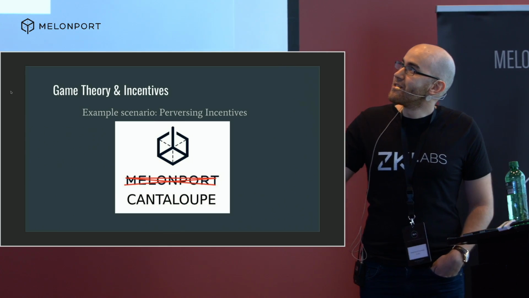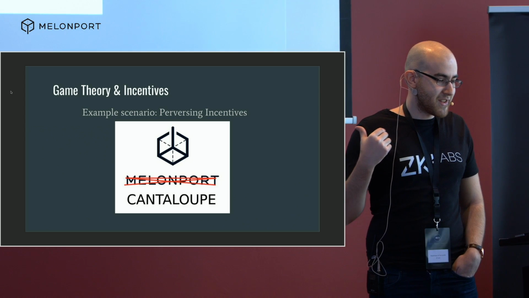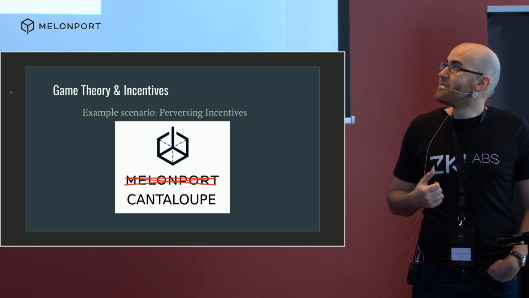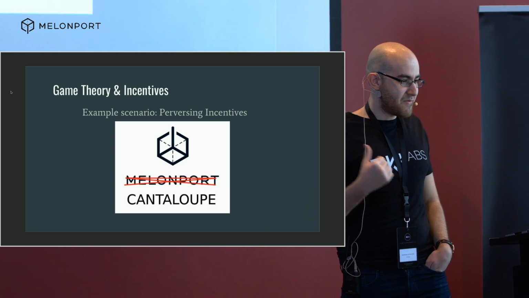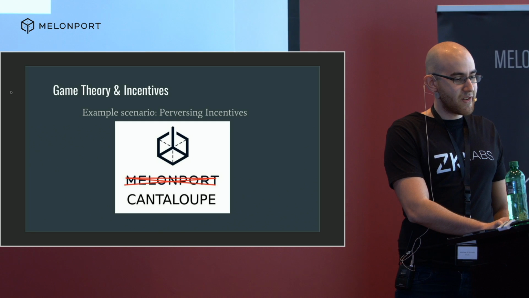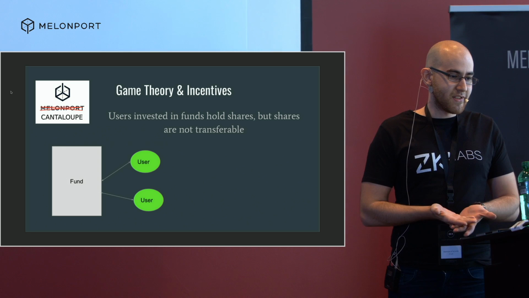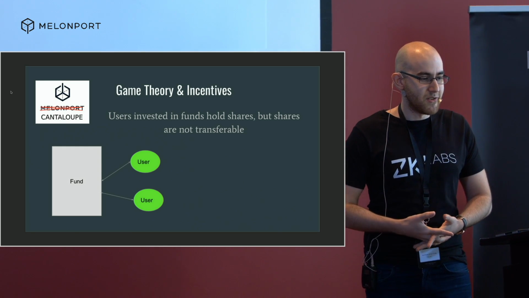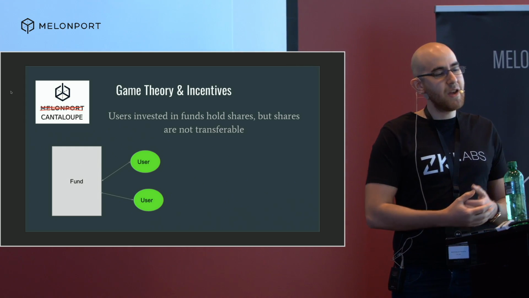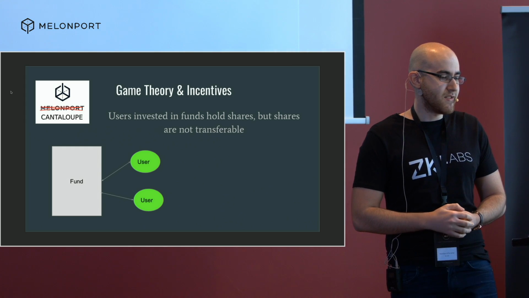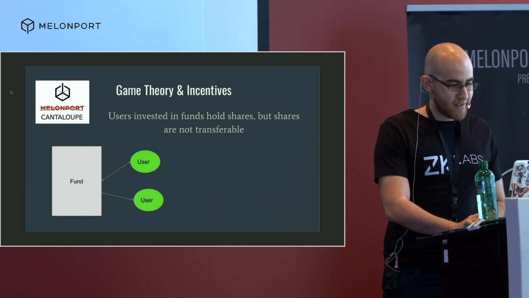As another one, you can have perverse game theory incentives, right? As an example, maybe I like the Melon protocol, but I just want to change a few things because I feel like I'm pretty smart. So I'm just going to fork the network, change the name, and change a few things. Maybe users invest in funds, and those funds hold shares, but the shares are not transferable. I don't really like this about the Melon protocol, because, I don't know, maybe I want to create a system where funds can invest in other funds, like a fund of funds, like an S&P 500 for digital assets.